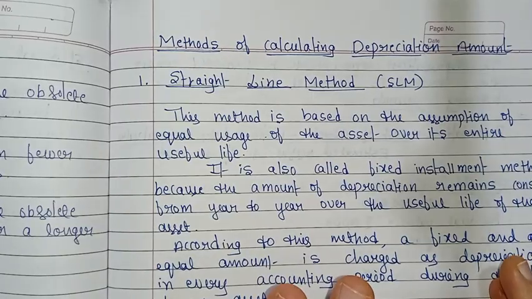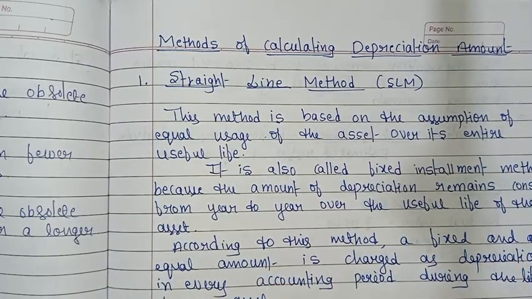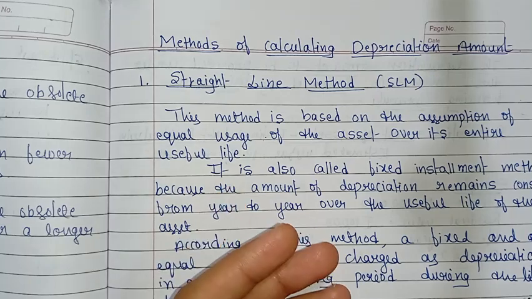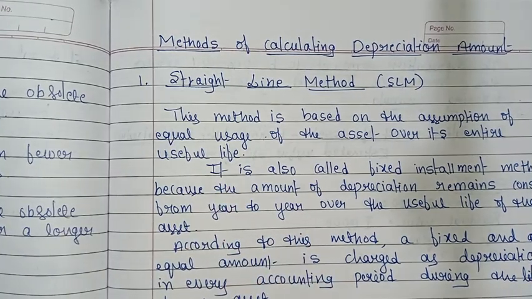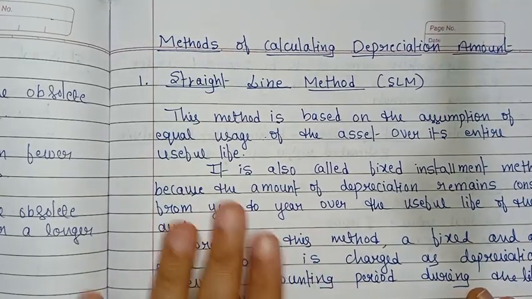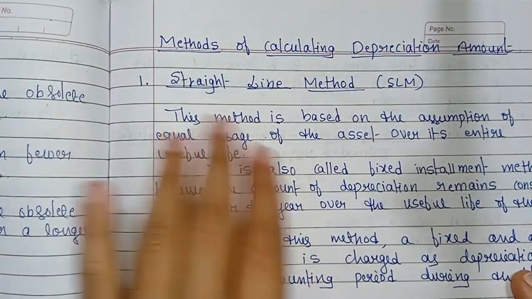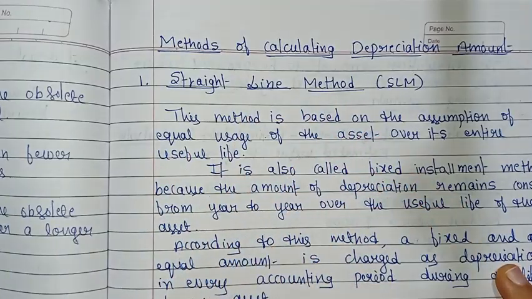That is depreciation. Clear? We can calculate depreciation in different ways, depending on how the asset is used. So let's go through the main methods one by one. The first one is the straight line method, that is SLM.